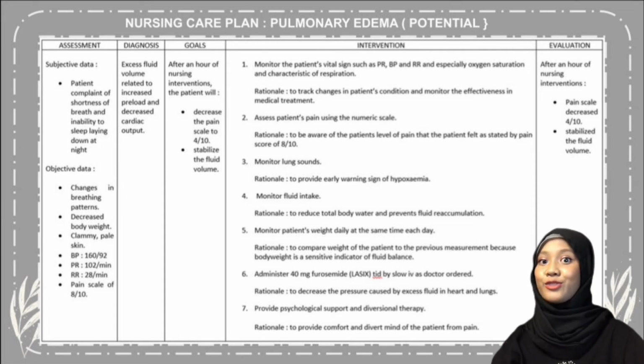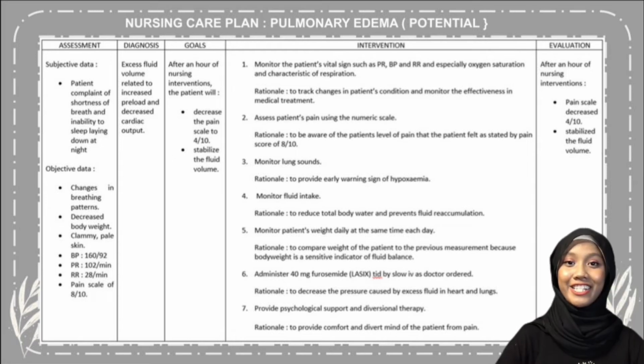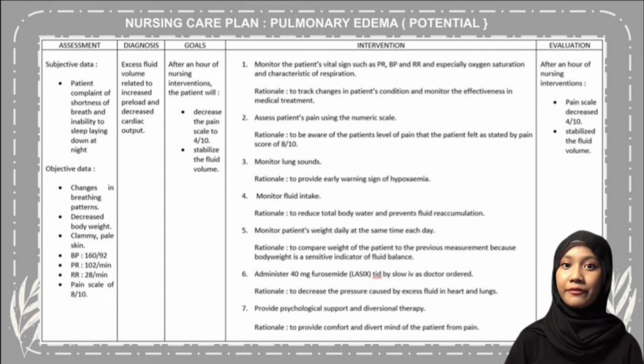The next intervention is to monitor all the fluid intake. The rationale is to reduce total body water and prevent fluid reaccumulation. This intervention can prevent excessive fluid. Intervention number 5 will be to monitor the patient's weight daily at the same time each day. The rationale is to compare the weight of the patient to the previous measurement because body weight is a sensitive indicator of fluid balance.